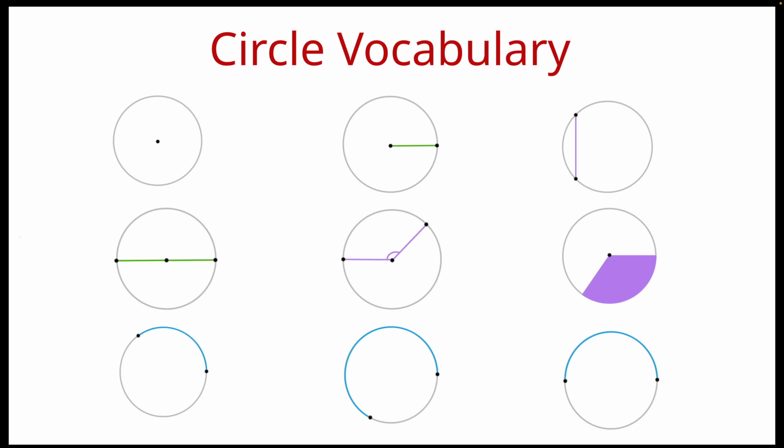Today we're going to be talking about the different parts of a circle, circle vocabulary, all that stuff, okay? So let's go through these pretty quickly here. When you have a dot in the center of the circle, it is called the center of the circle. When you have a dot in the center connected to the outside of the circle, this is called a radius.